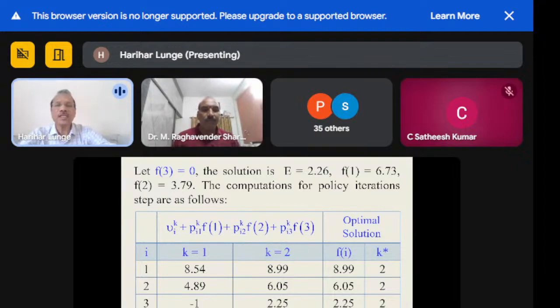And now again using this E value, F1 value, F2 value and the VK values, we obtain this second policy improvement step. For K equal to 1 we got 8.54, 4.89, and similarly for K equal to 2. Here the optimal solution is the maximum value from K equal to 1 and K equal to 2. So the maximum values are for the second policy, K equal to 2.